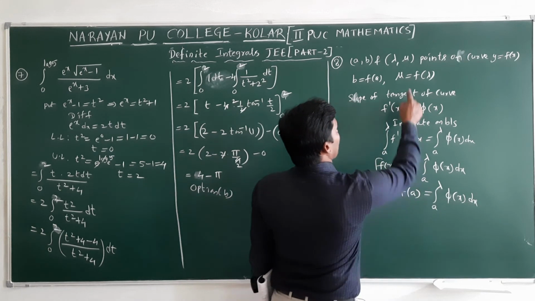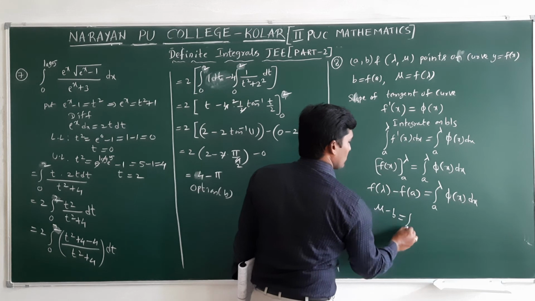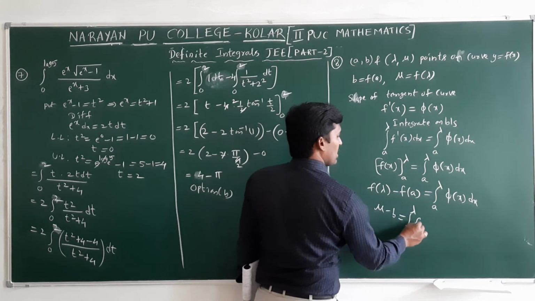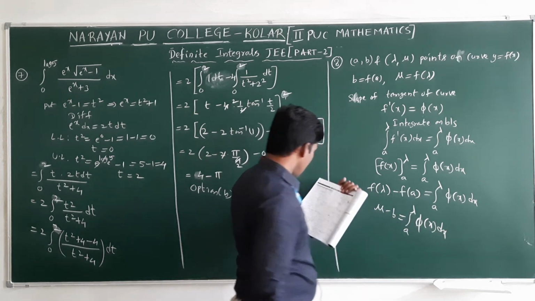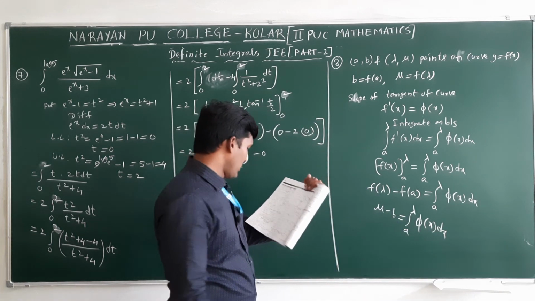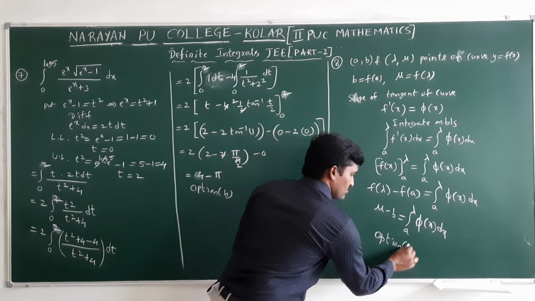The value of f(lambda) we already know is mu, and this is b, so mu minus b equals the integral from a to lambda of phi(x) dx. This value is mu minus b. Mu minus b is there in which option? Option B is the correct one.